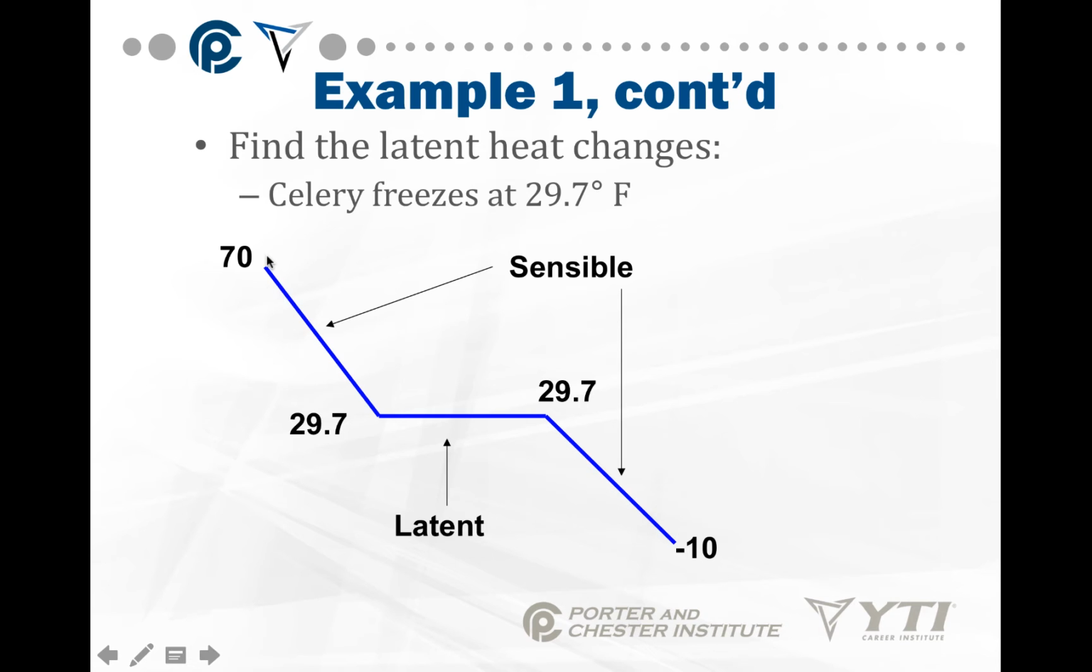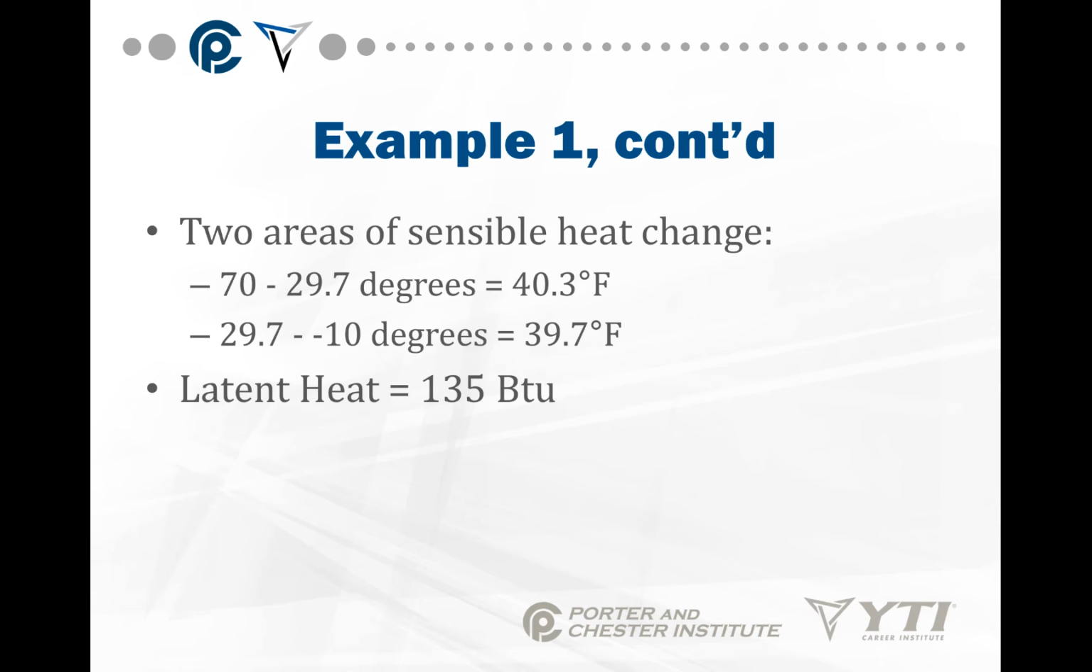So we have a sensible heat change from 70 to 29.7. Then we do our freezing, which is latent heat, no change in sensible temperature. Then once we're frozen, we go down from 29.7 to -10. So we have two sensible heat changes and a latent heat change. Let's see how it looks on paper.